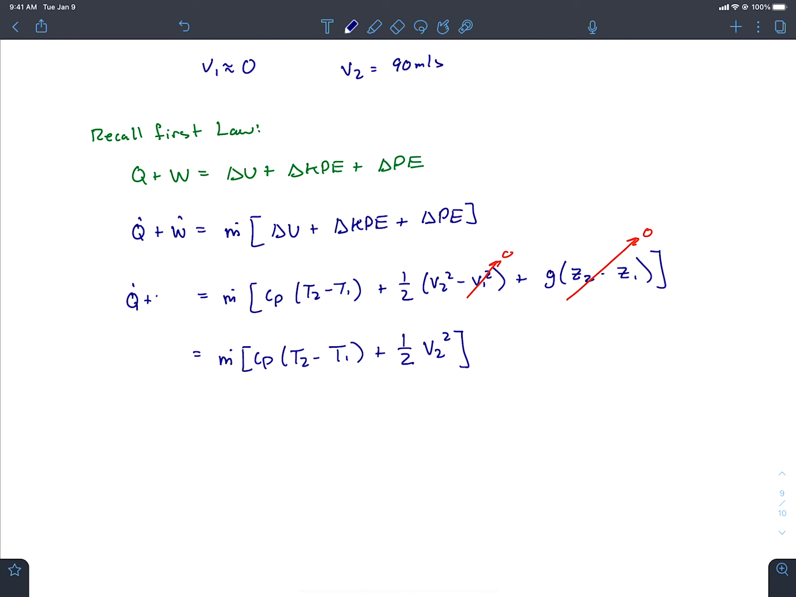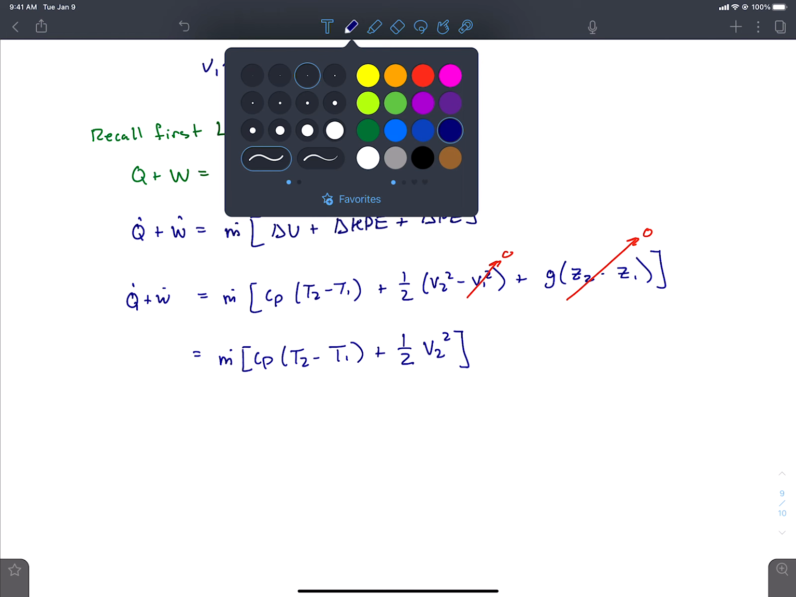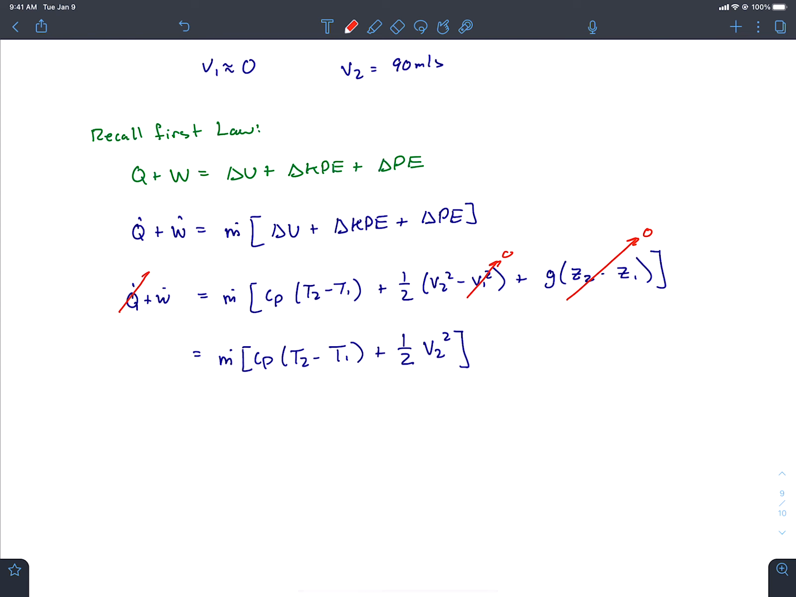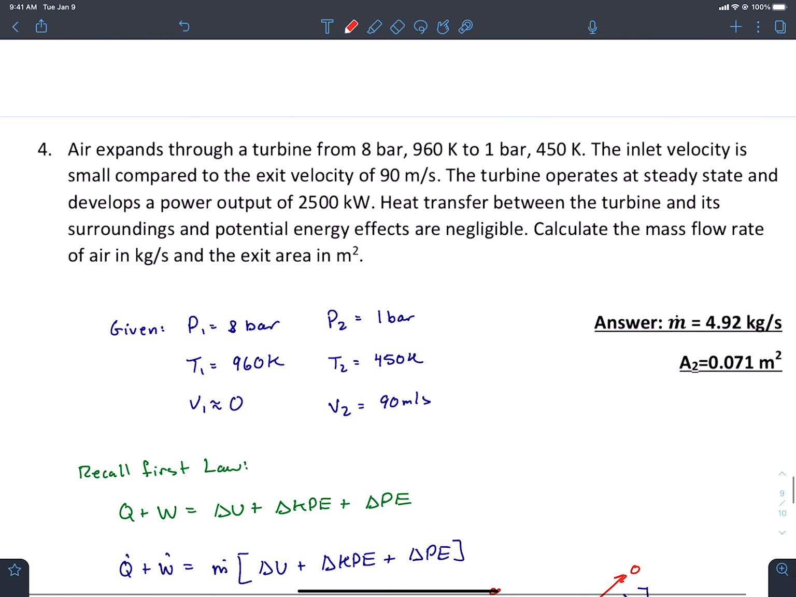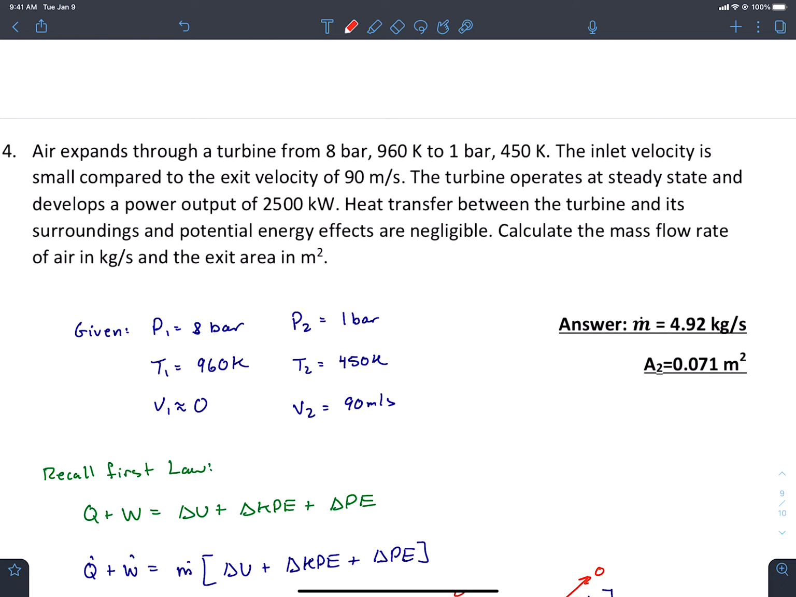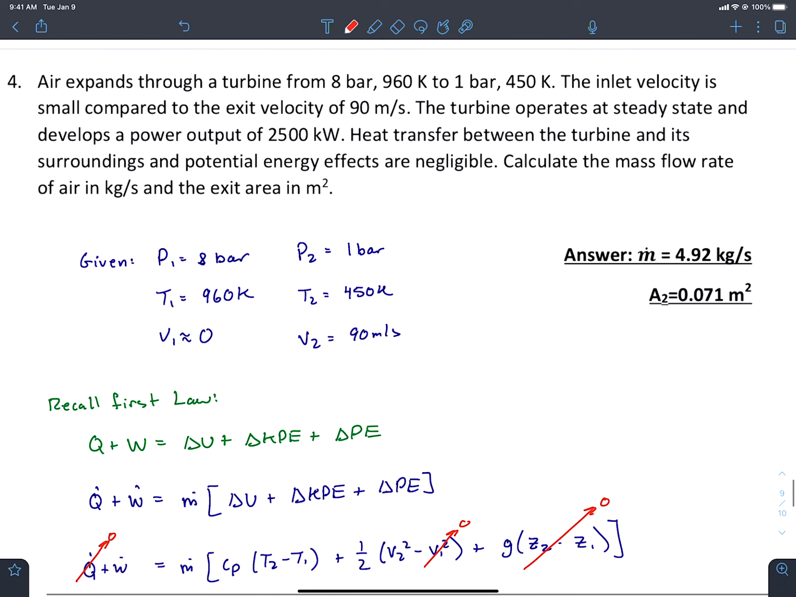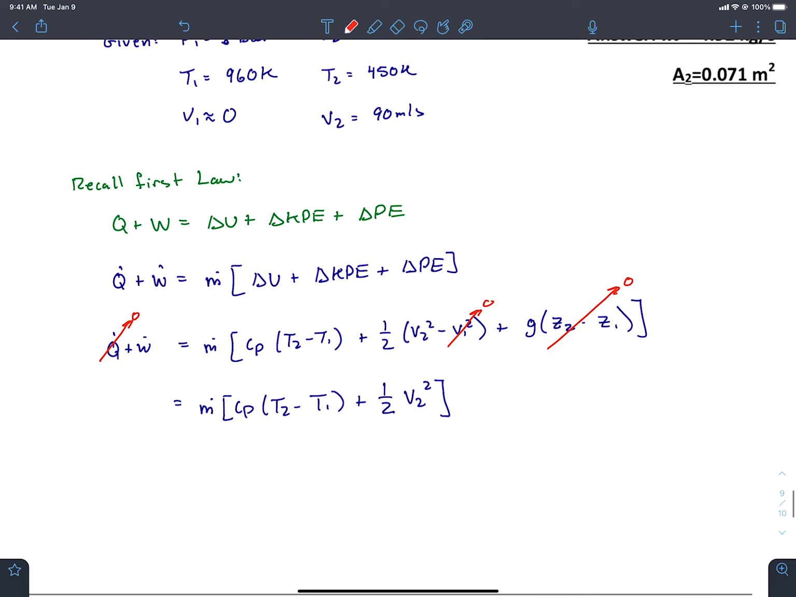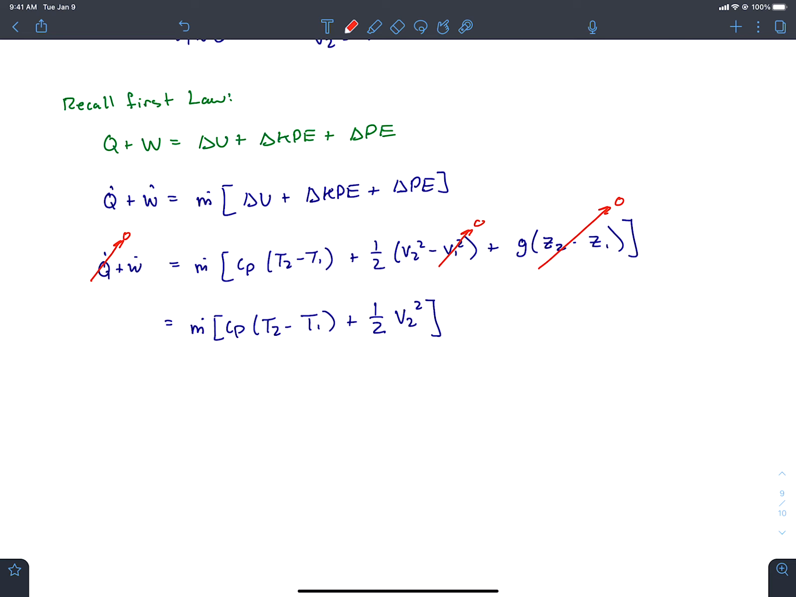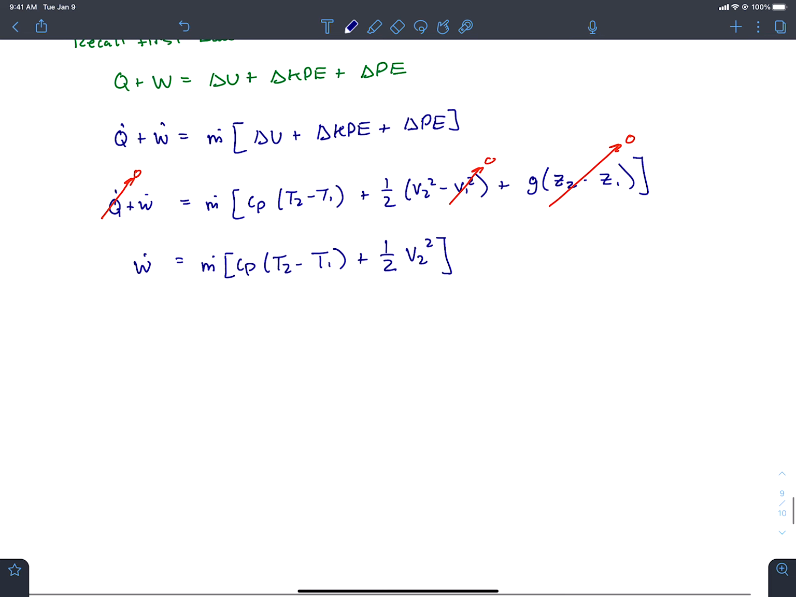This was really bad of me. We know that there's no heat transfer. Does it say potential energy effects are negligible? The steady state of the power output. Heat transfer between, yeah, so there's no heat transfer, right? Okay, I didn't make that up. Okay, so we have this equation.